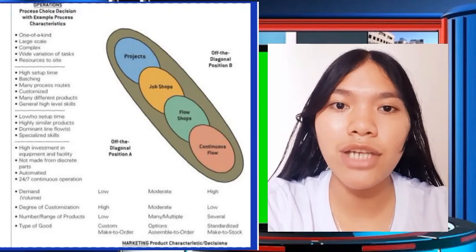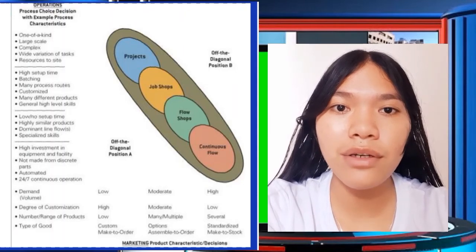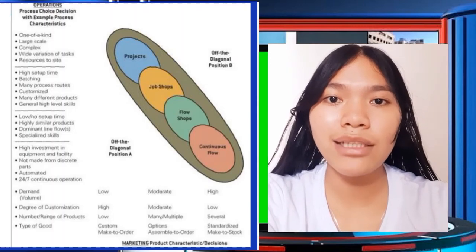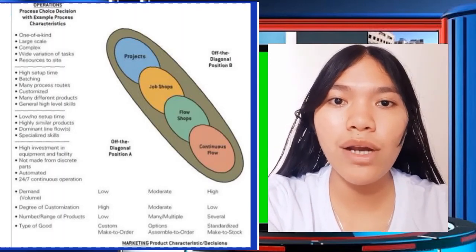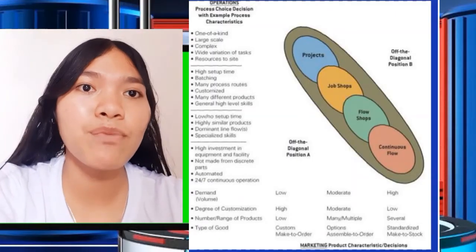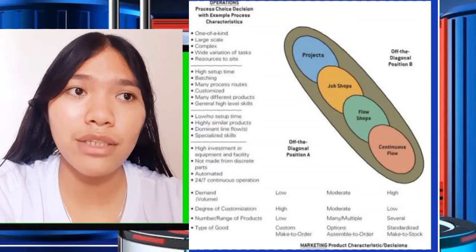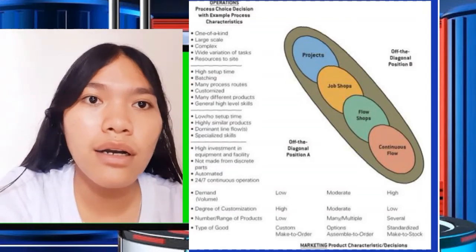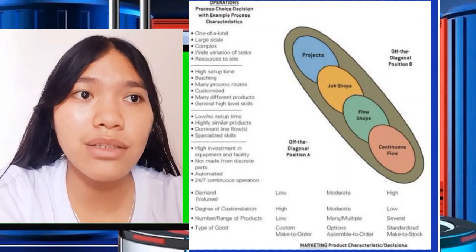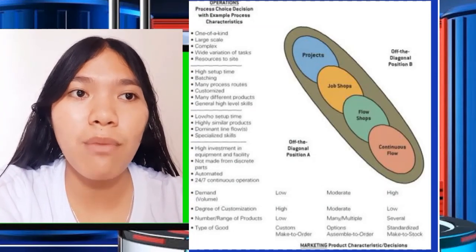So these projects, job shops, flow shops, and the continuous flow are the process choice decisions or the types of processes that are used to produce goods and services. And then behind the alignment of this one were their characteristics. So it says here that the most appropriate match between type of product and type of process occurs along the diagonal in the product process matrix. So as one moves down the diagonal, the emphasis on both product and process structure shifts from low volume and high flexibility to higher volumes and more standardization.